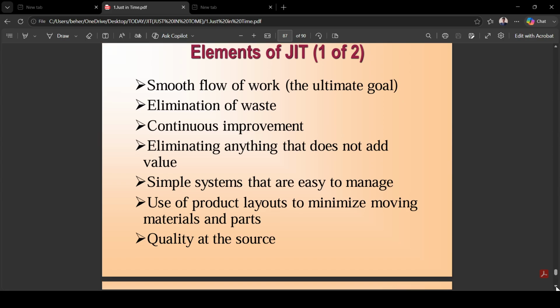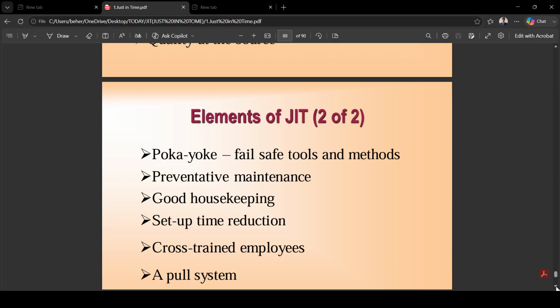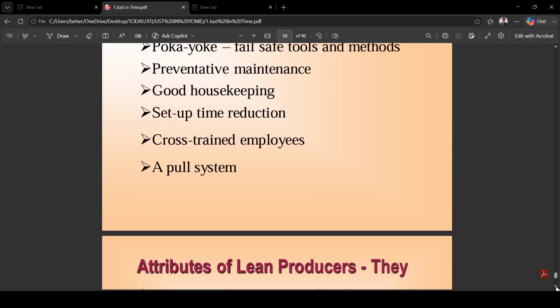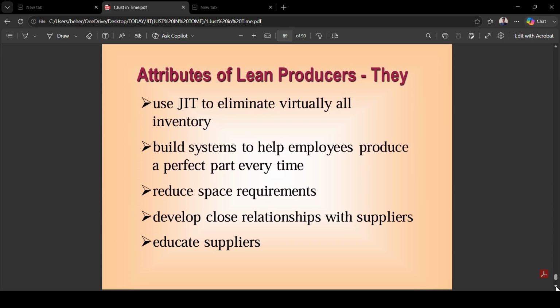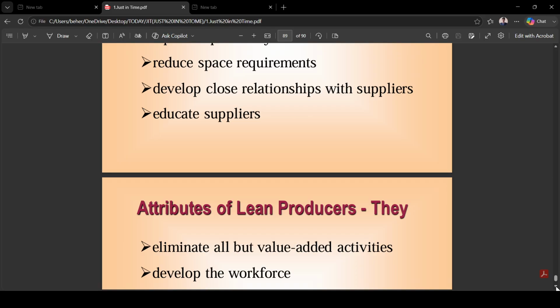Elements of JIT: smooth flow of work, unlimited goals, elimination of waste, continuous improvement, eliminating anything that does not add value, simple systems that are easy to manage, use the product layout to minimize moving material or parts, quality at the source, eliminate JIT, poka-yoke, safe tools and methods, preventive maintenance, good housekeeping, setup time reduction, cross-trained employees, a pull system, attributes of lean products, and use JIT to eliminate virtually all inventory, build a system to help employees produce a perfect part every time, reduce space requirement, develop close relations with suppliers, and educate suppliers.